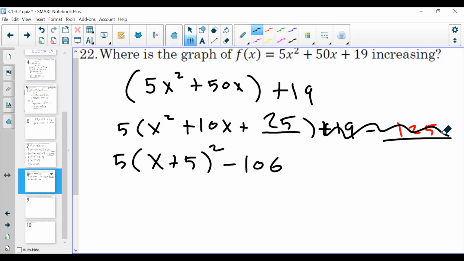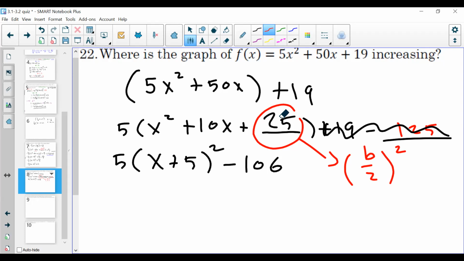So b divided by 2 squared. 10 divided by 2 is 5. 5 squared is 25. So that 25, you got b over 2 squared. Yeah, and this 125 is 25 times 5.